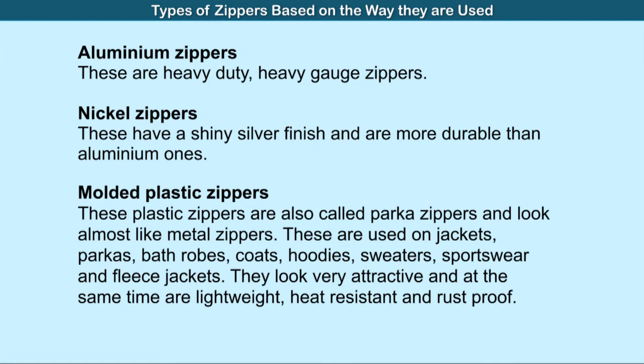Molded plastic zippers. The plastic zippers are also known as parka zippers and look almost like metal zippers. These are used on jackets, parkas, mouth robes, coats, hoodies, sweaters, sportswear, fleece jackets, etc. They look very attractive and at the same time they are lightweight, heat resistant and rust proof.